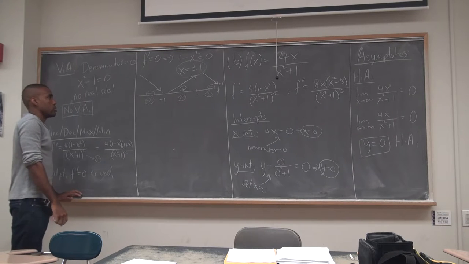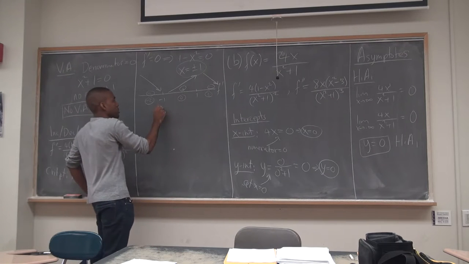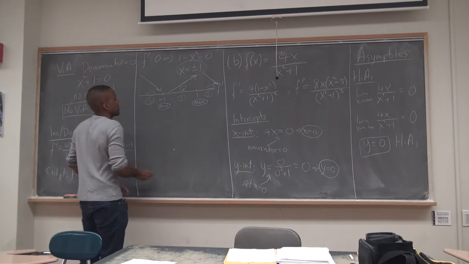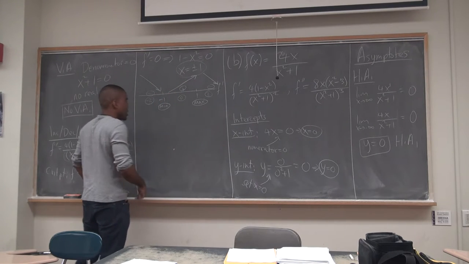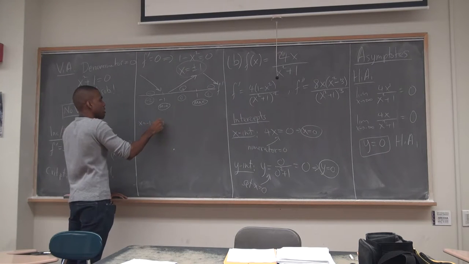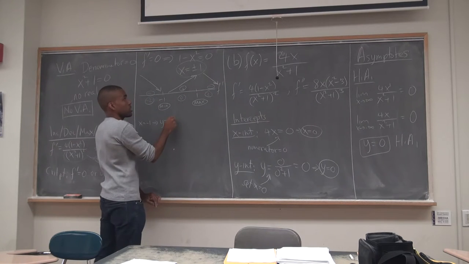So what can I conclude here about minus 1 and 1? Minus 1 is a min. This guy has to be a minimum. 1 is a max. This guy has to be a maximum, because it looks like this, and this looks like that. Okay, so now let's find the coordinates here. So x equals minus 1 means that our y value is, what was our original function? That guy. So it's going to be 4 times minus 1 over minus 1 squared plus 1.